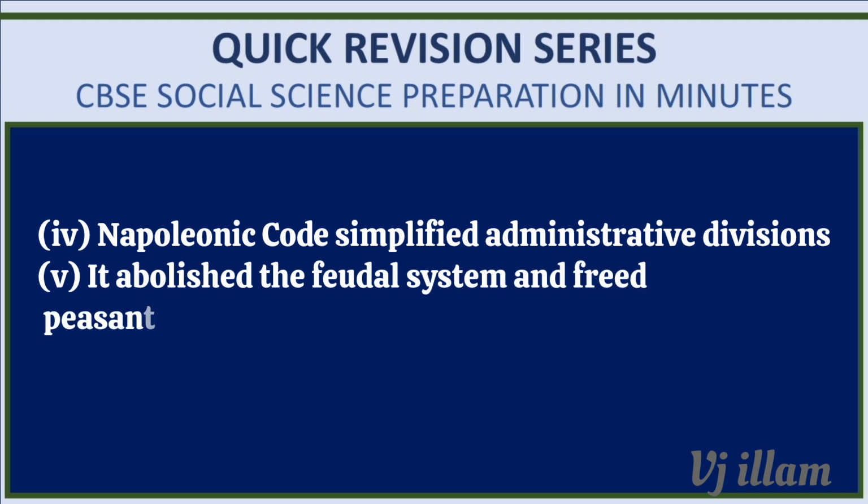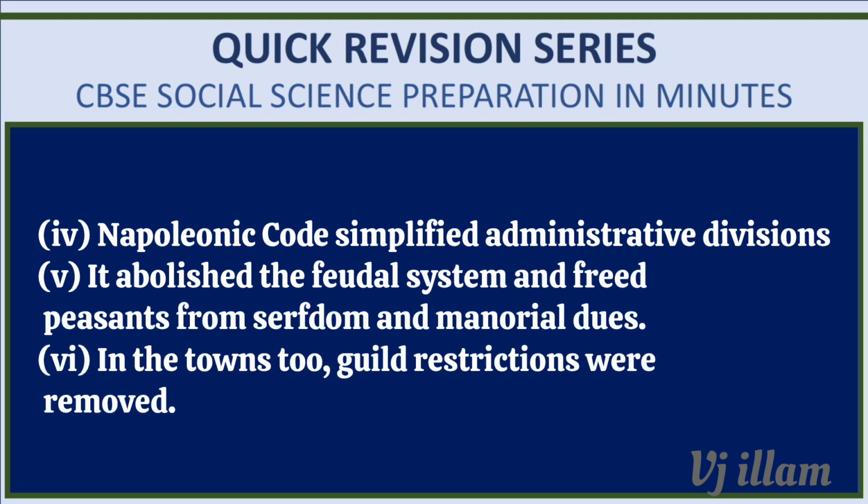Let's move on to the fourth point. The Napoleon Code simplified the administrative divisions. So the difficulties in administering the divisions, mainly the differences brought about by the nobles, were removed. And fifth point, it abolished the feudal system and freed the peasants from serfdom and manorial dues. So here it abolished the feudal system. Feudal system means the rich people enjoying all the privileges. So that was abolished and it freed the peasants, the farmers, from serfdom.